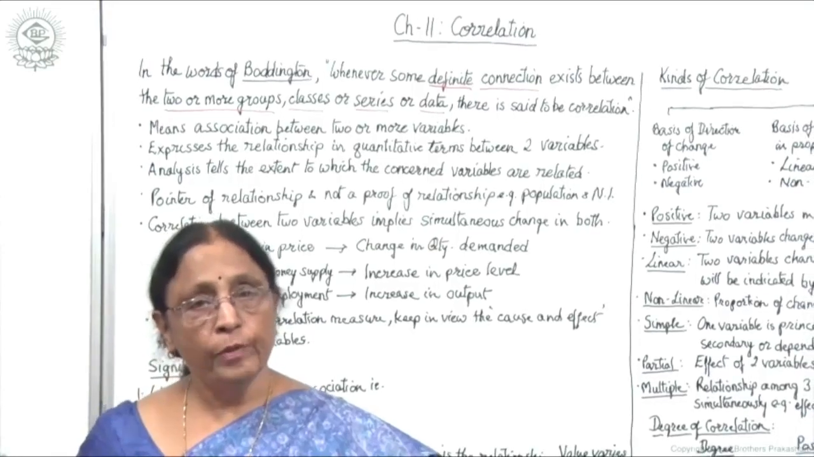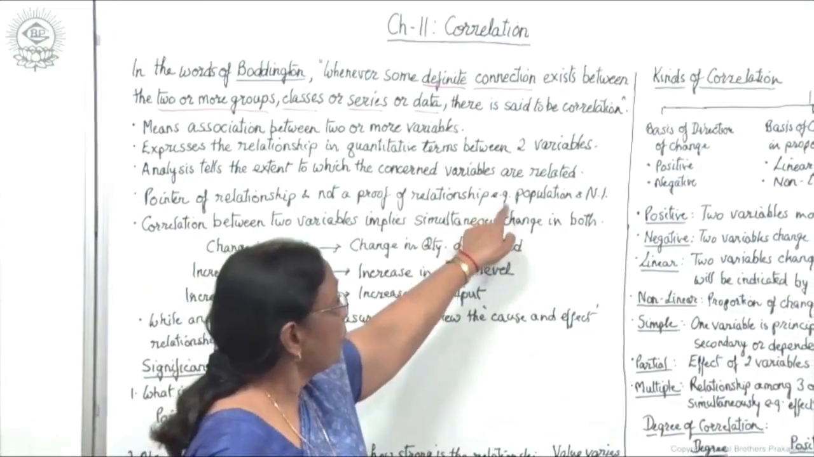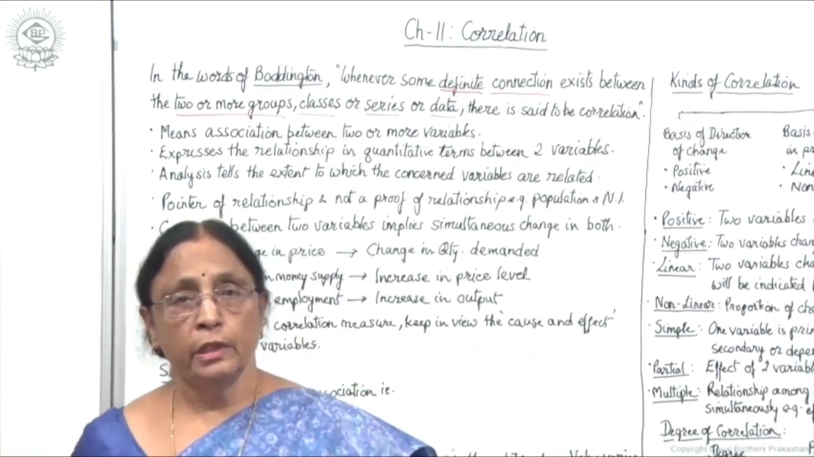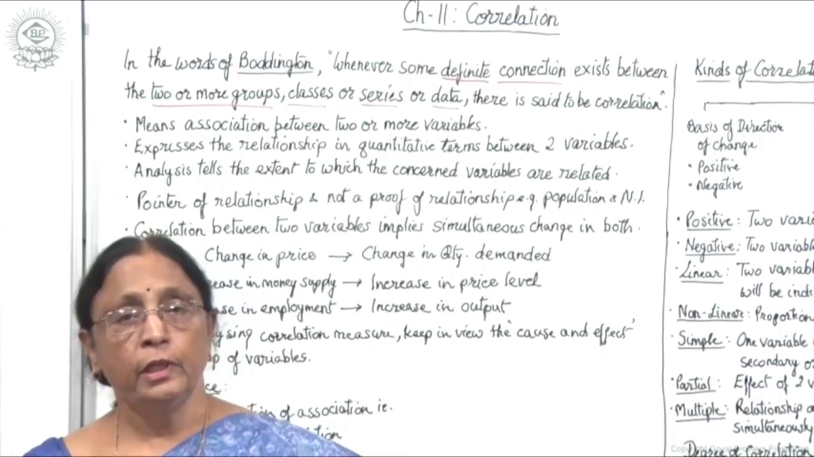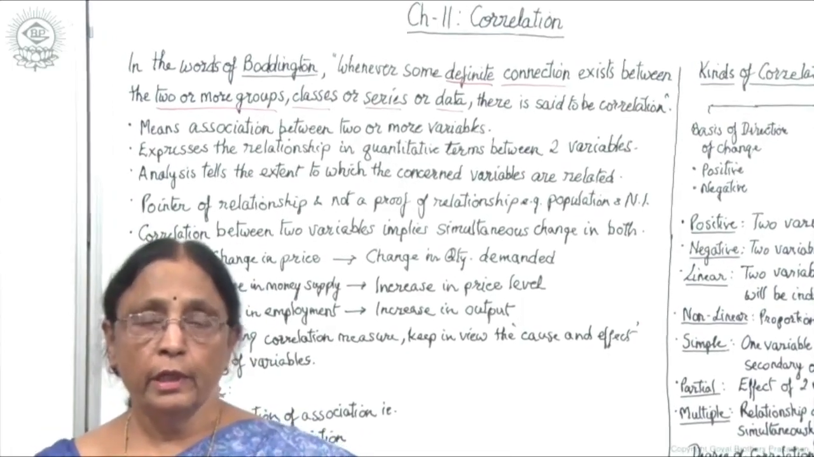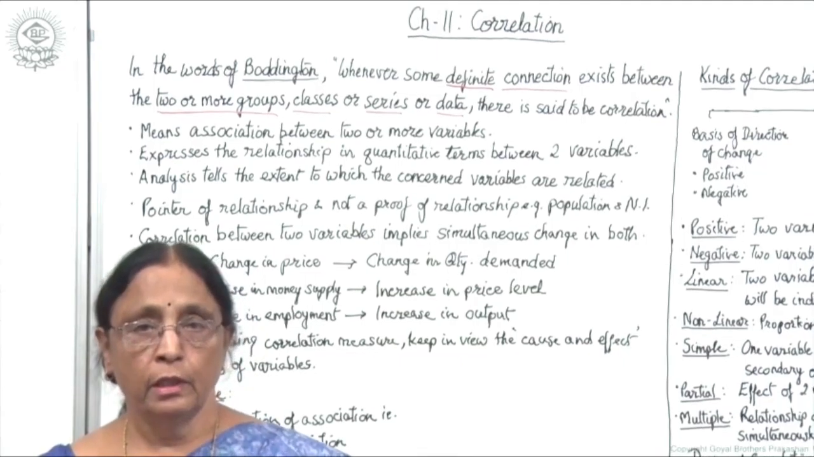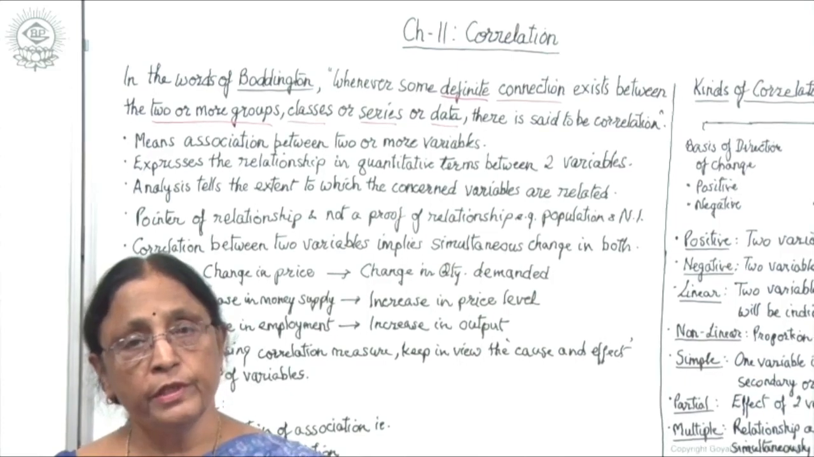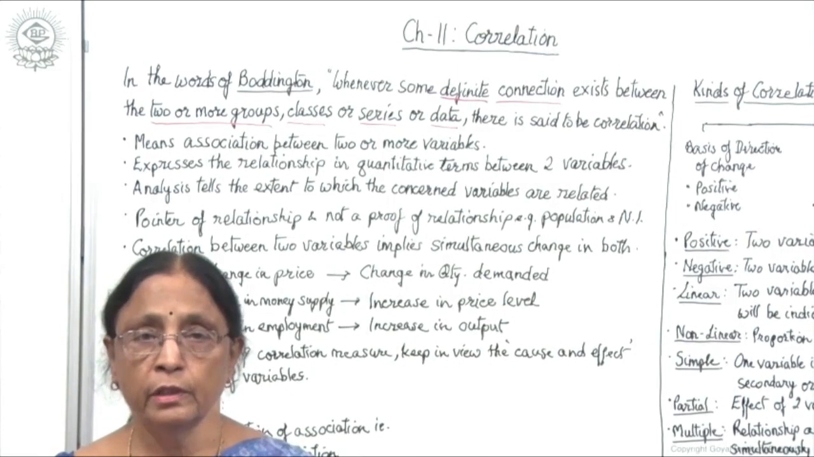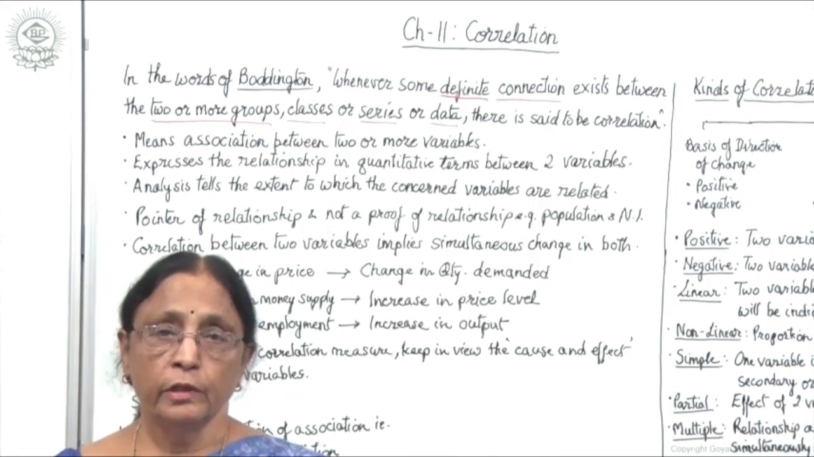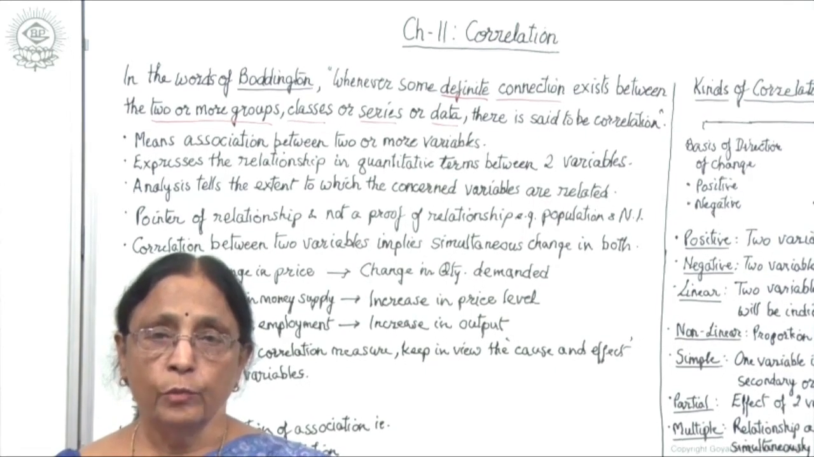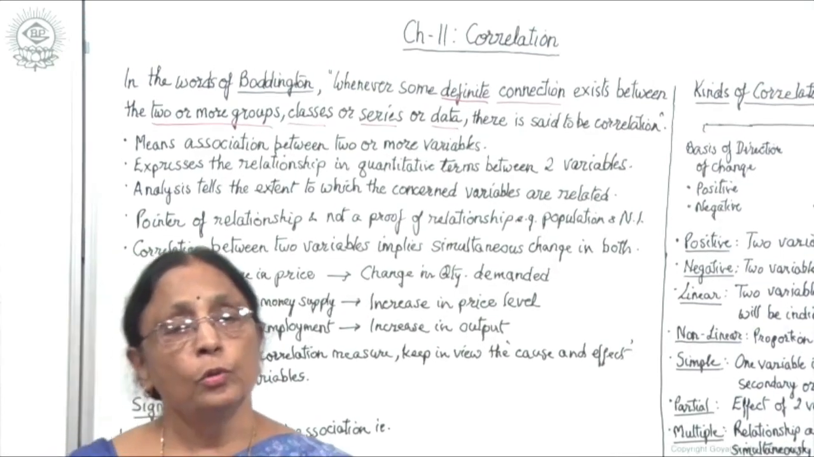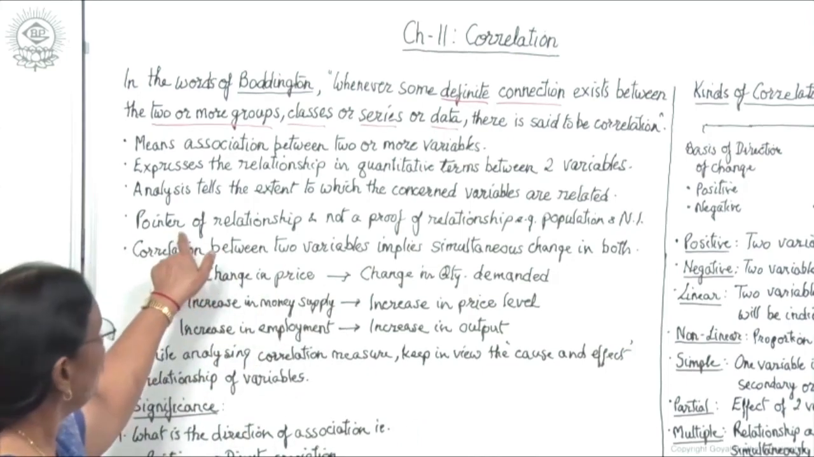Now, let me give you an example for this. Here I have written the example of population and national income. Suppose by chance in a particular year in a country, national income is increasing and population is also increasing. Then you will say that maybe national income is increasing because population is increasing, or it may be the other way round. That means population is increasing because national income is increasing, right? So it is a pointer of relationship.